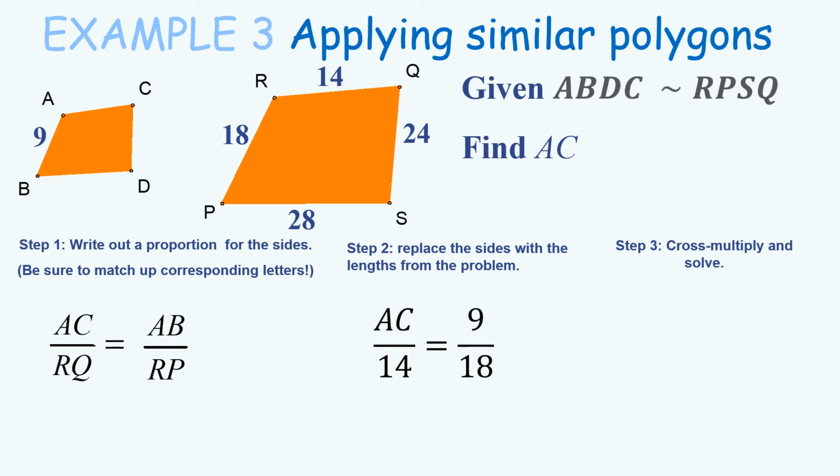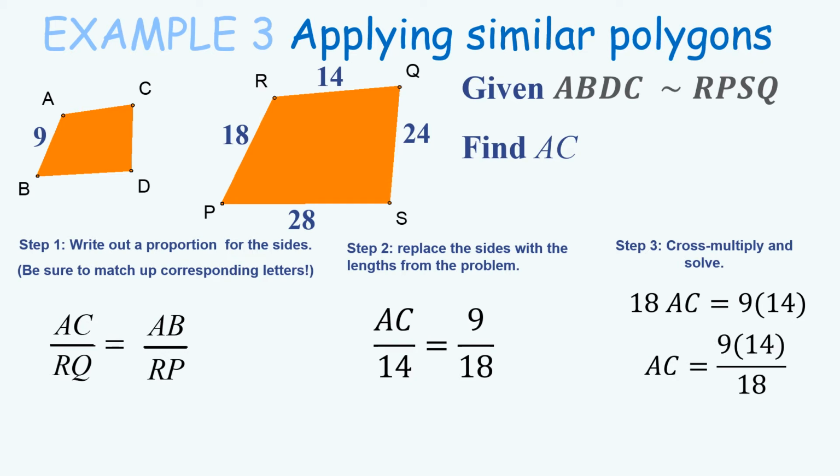So how do we solve proportions? One of the ways to solve a proportion is to multiply across. When we multiply across the proportion in step 2, it becomes 18 AC equals 9 times 14. And finally, to complete the exercise, what I need to do is to leave AC alone, so I divide both sides by 18. So AC equals 9 times 14 divided by 18.